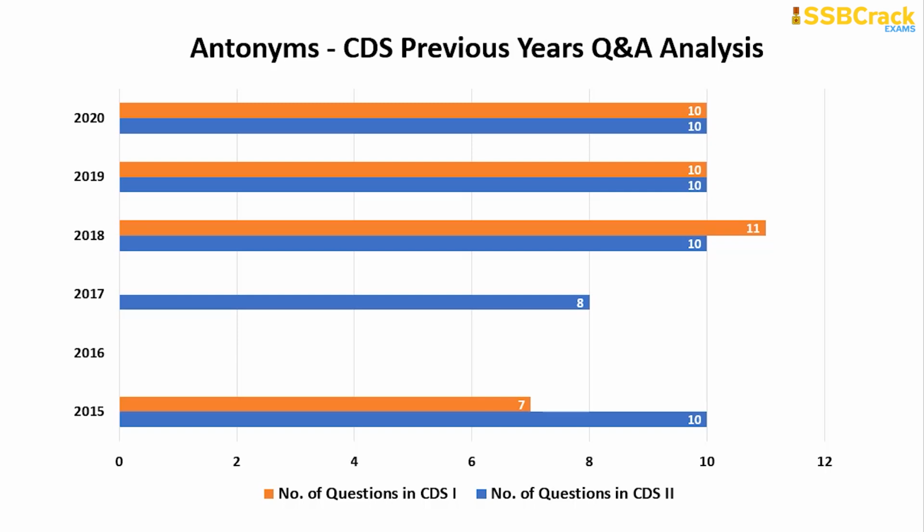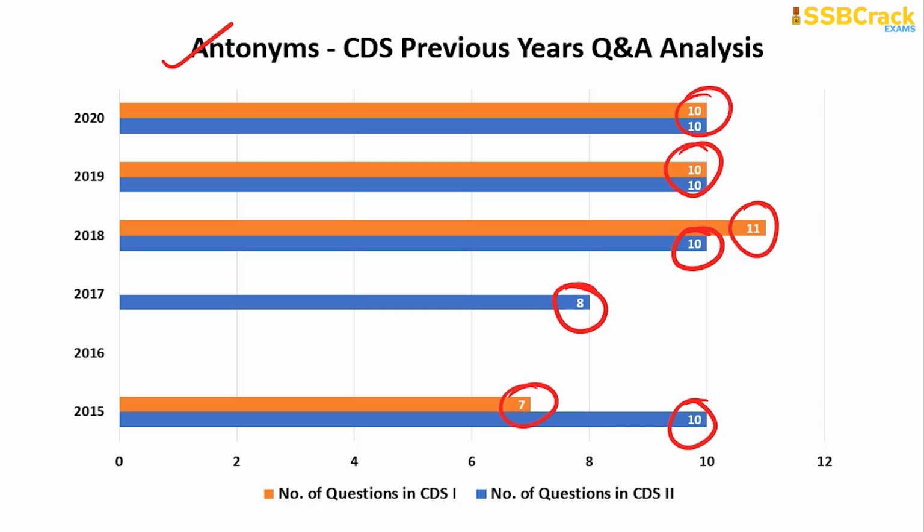So this is for antonyms, and 10 questions came from antonyms in both CDS 1 and 2 2020 and in 2019. Also 10 questions came in CDS 2 2018 and in CDS 2 2015, while 11 questions came in CDS 1 2018, 8 questions in CDS 2 2017 and 7 in CDS 1 2015. No questions came from antonyms in the year 2016 at all.